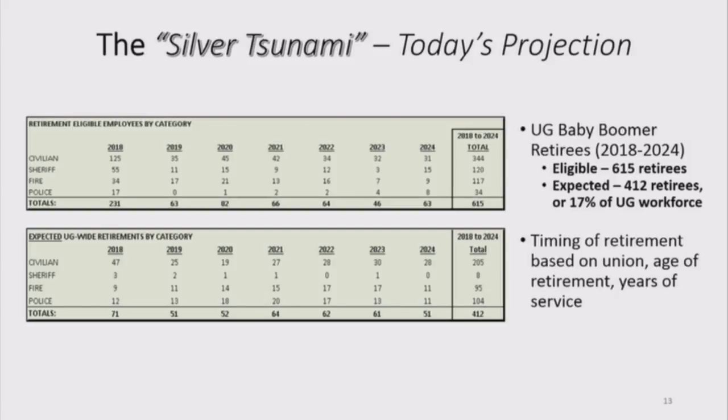And part of that is because many, especially in the civilian category, many of those retirees will hit their eligibility prior to turning 65, but they elect to stay on and continue to work until they're 65 in order to get qualified for Medicaid. So that's part of the big difference. You can see that 344 compared to what we expect, which is 205. The sheriff's department is a big reason there.